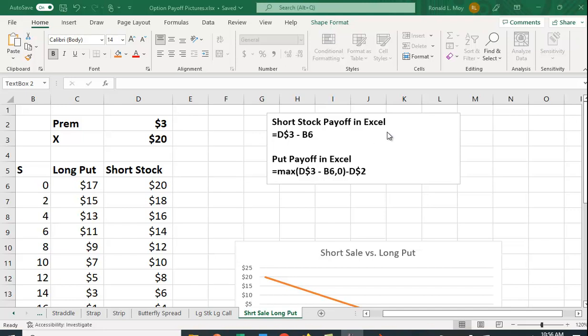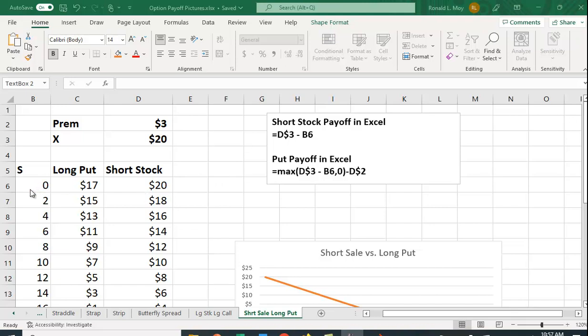The payoff in Excel for the short sale of the stock is going to be the price of the stock here in cell D3. We're assuming we short sell it for the same price as the exercise price. This allows us to do some comparing when I show you the graph in a second. So you short sell it for $20, and that's in cell D3, and I'm going to put a dollar sign in front of the three, so when I copy the formula down, this stays locked at D3. It doesn't go to D4 and D5, etc.